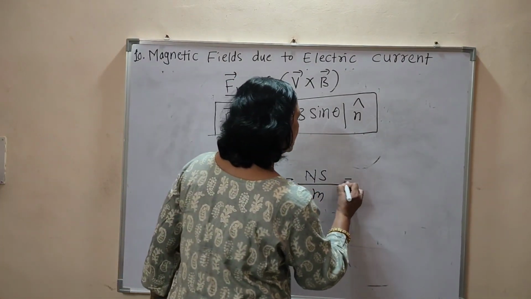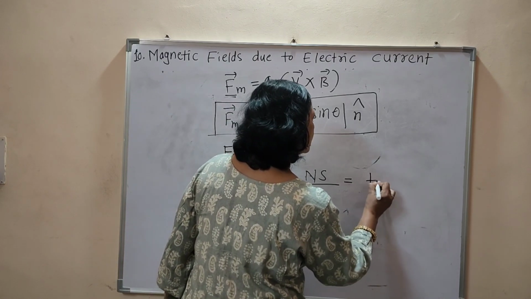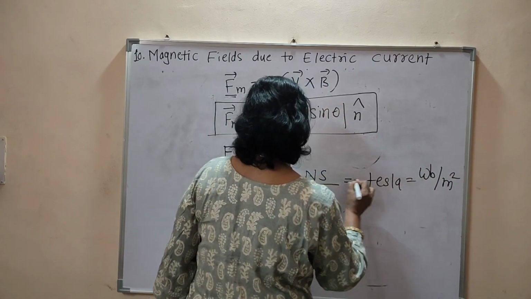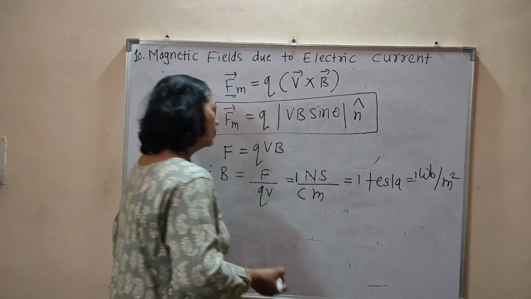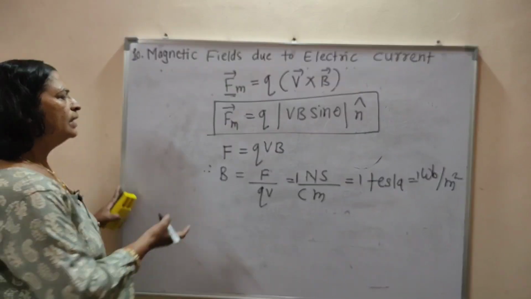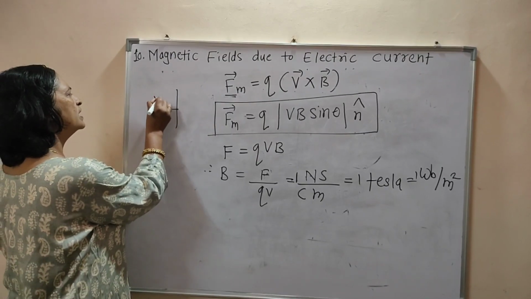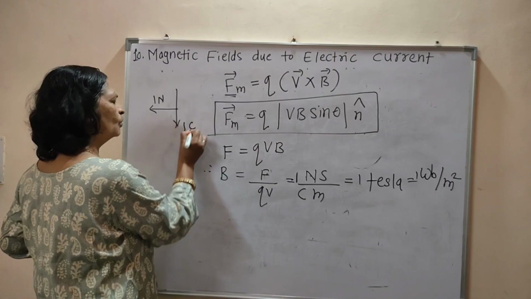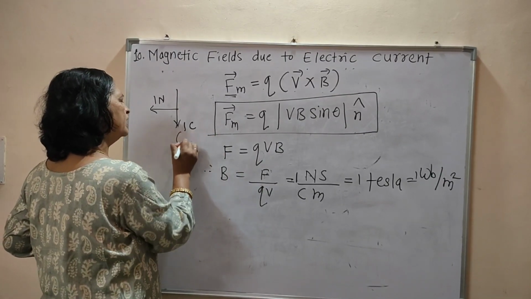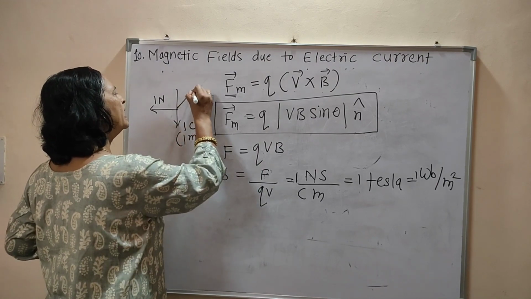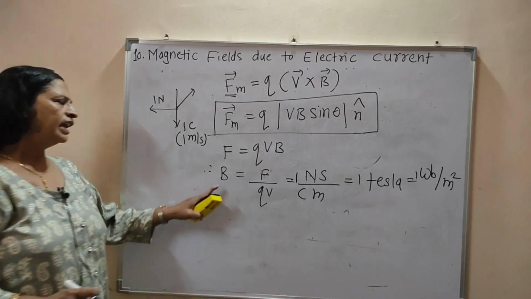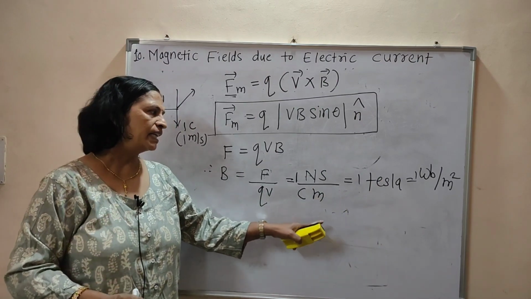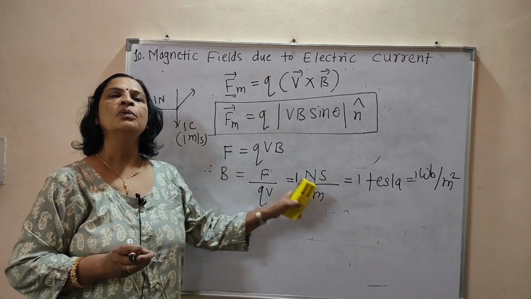Another unit is called the Tesla. And another unit is Weber per meter square, which is also called Tesla. Okay. Now we have to define 1 Tesla. When a 1 Newton force is acting on a 1 Coulomb charge, suppose the charge is 1 Coulomb and moving with velocity 1 meter per second and perpendicular to the magnetic field, at that time the magnetic induction is 1 Tesla or 1 Weber per meter square or 1 Newton second per Coulomb meter.